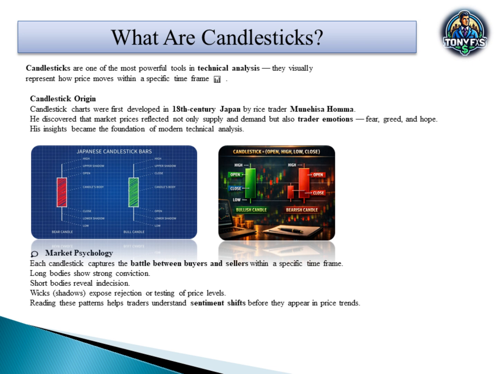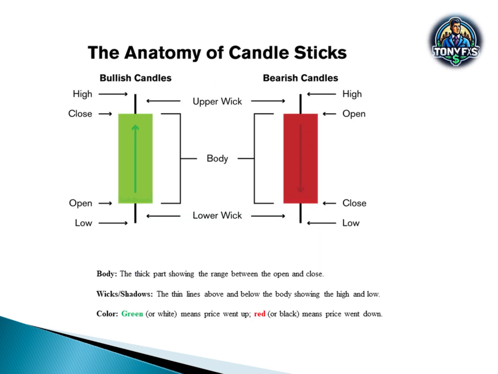Before we learn the patterns, we first need to understand what candlesticks actually are. Candlesticks are a visual representation of price movement in the market, as you're able to see. Every candlestick will always tell us four important things. What are those? The open, the high, the low, and the close. These four important prices help traders understand the battle between buyers and sellers.